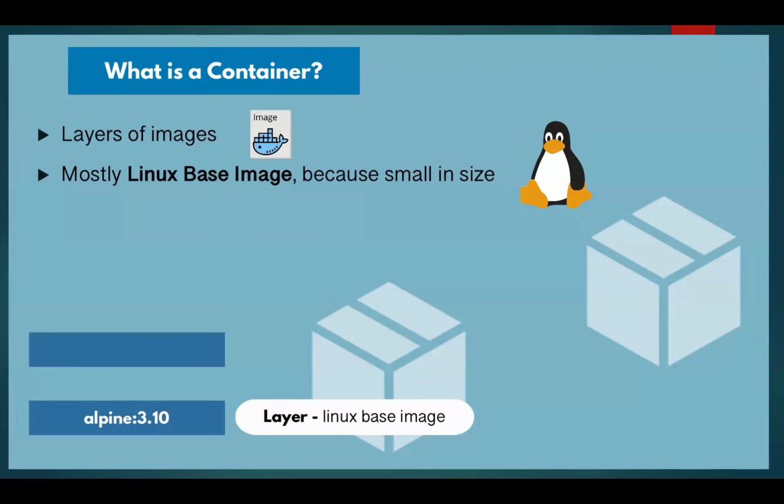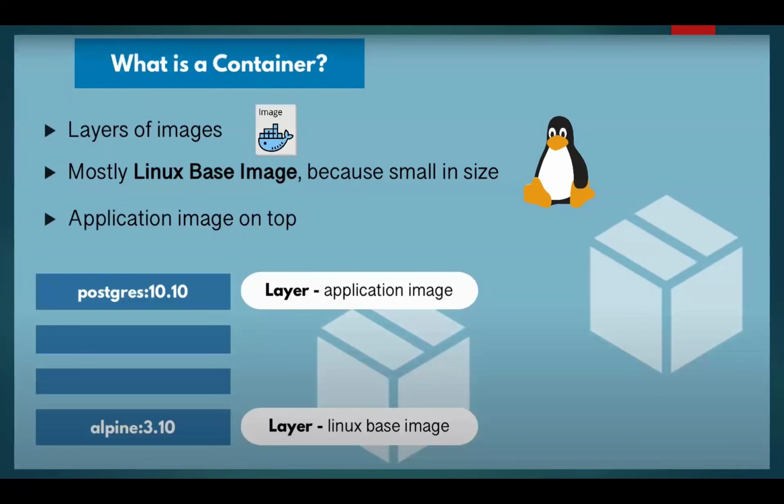Now see what the container actually contains. First and foremost, a container is made from an image. Now what is this image? Let's see that. Mostly Linux based images because of their small size. The container contains a couple of layers, and each layer you can consider an image or a kind of process to do. When I say Alpine 3.0, it means it's an image of Linux, because Alpine is a Linux one. You can even mention Ubuntu.